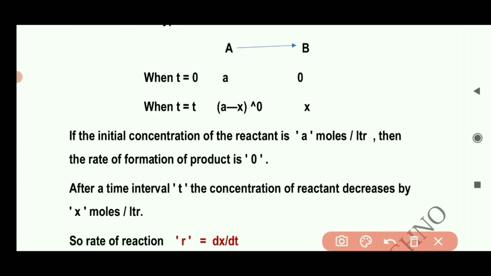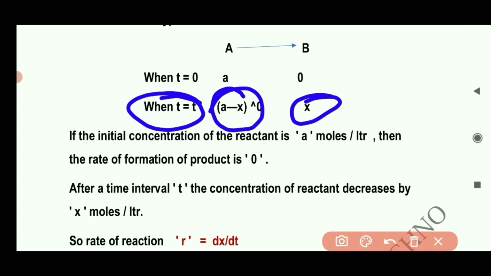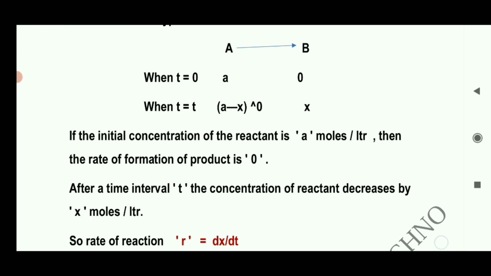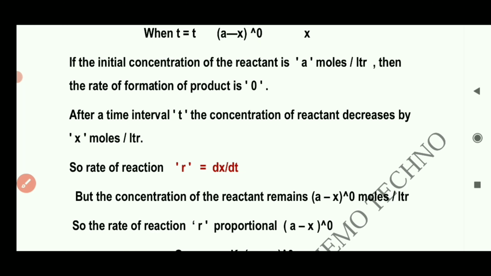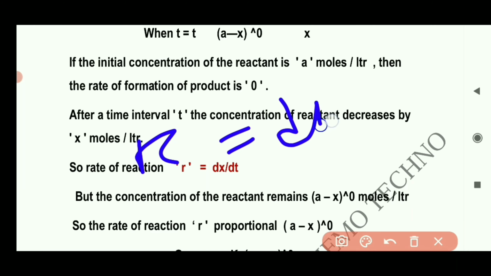After a time interval t, the concentration of reactant decreases by x moles per liter, so the concentration of reactant becomes a minus x. Then the rate of formation of product is x, or the rate of reaction is x. So friends, let's see the rate of reaction. The rate of reaction R is equal to dx by dt.